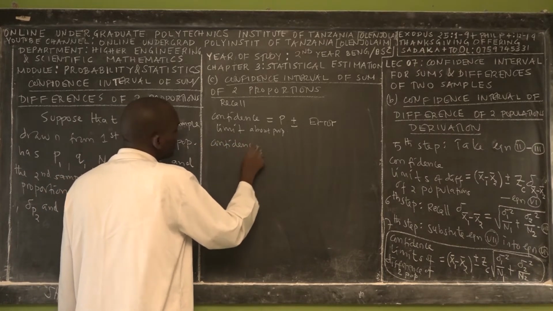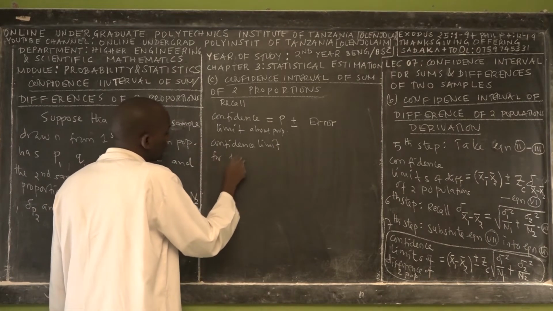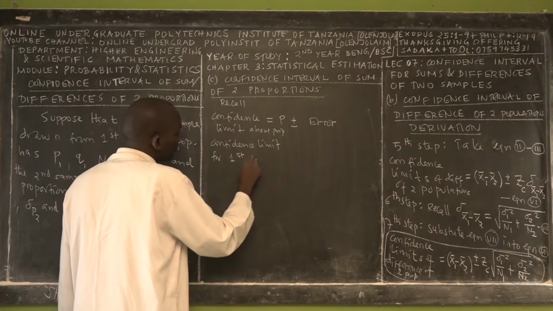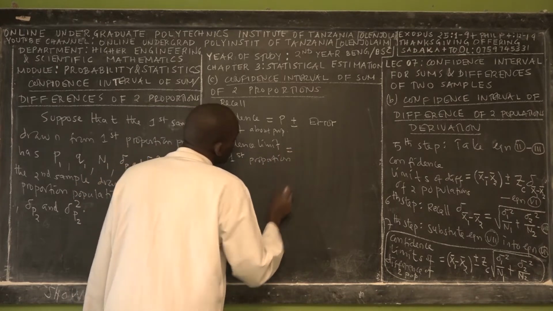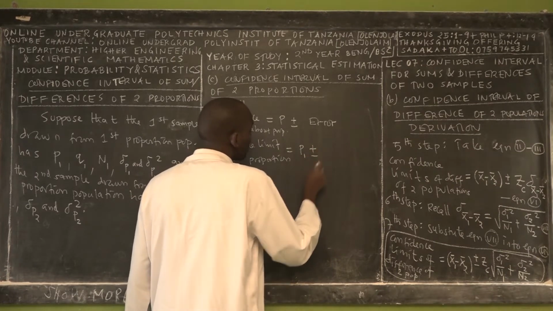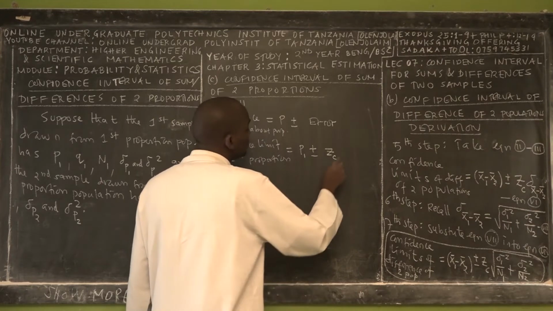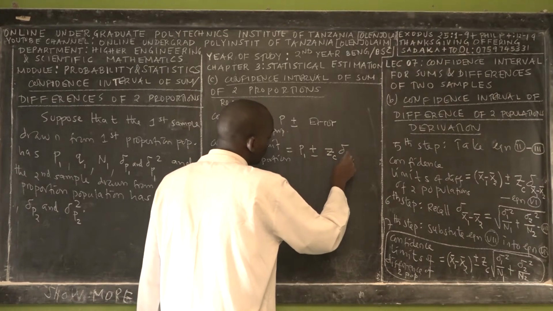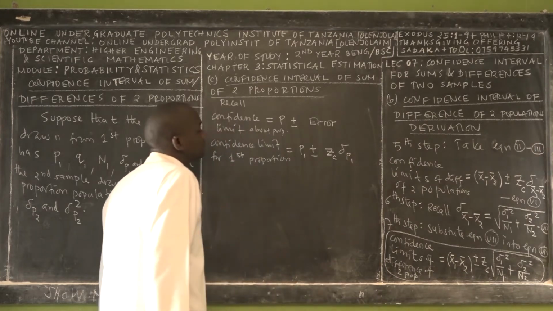So you say confidence limit for first proportion. This is equal to what? Probability of success 1 plus or minus standardized critical value multiplied by standard deviation of proportion 1.